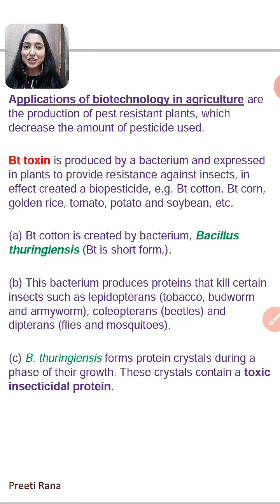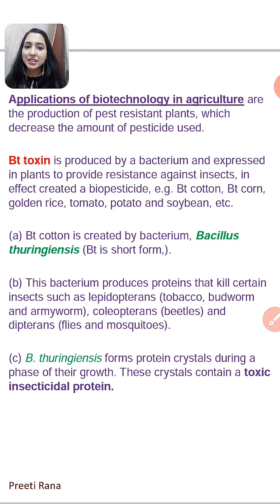Application of biotechnology in agriculture includes the production of pest-resistant plants, which will effectively reduce the usage of pesticides, leading to the production of organic crops. For this, Bt toxin, which is produced by a bacterium, is used for the production of resistance in plants against insects, instead of the effects created by pesticides. For example, Bt cotton, Bt corn, golden rice, tomato, potato, soybean, etc.